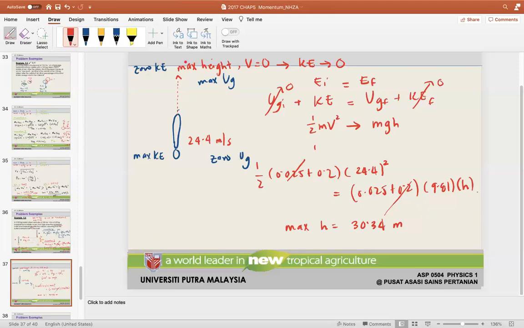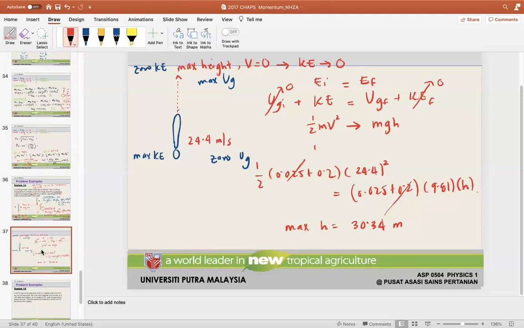Okay, any other questions? Faham ke yang part dia naik atas, jadi velocity equals to zero, you get the maximum height? That was chapter 2. Ingat tak? Ingat lagi tak? Ingat. Yeah. Ingat kan? Okay.